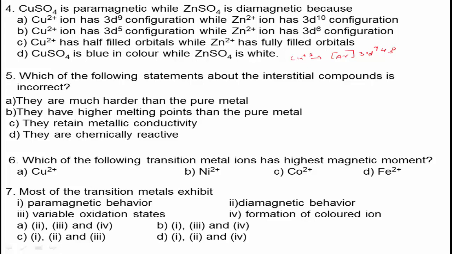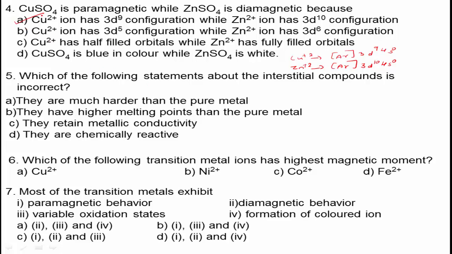Okay, but come to the point of zinc sulfate. In that, Zn2+ has electronic configuration argon 3d10 4s0 configuration. We know paramagnetic and diamagnetic properties depend on the electronic configuration. Therefore, the answer for this question is A.